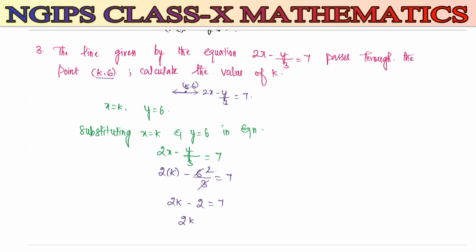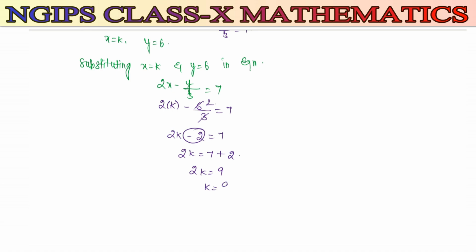2k is equal to, when you shift minus 2 to the opposite side, it will become plus 2. So you will get 2k is equal to 7 plus 2, that is 9. So k is equal to 9 divided by 2. When this multiplication 2 is shifted to the opposite side, it will become division. So the value k is equal to 9 by 2, or you can write it as 4 1 by 2.